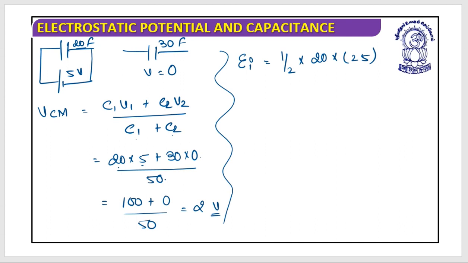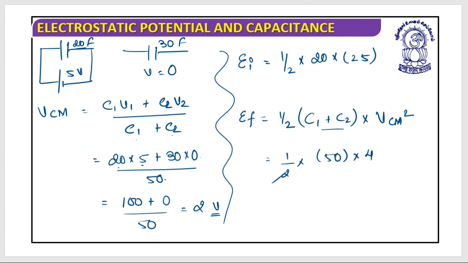For the final energy, you need to use half into bracket C1 plus C2 multiplied by VCM square. Yes, because these two are connected in parallel, and if these two are connected in parallel, their equivalent capacitance would be equal to C1 plus C2. So it's 1 by 2 multiplied by C1 plus C2, which is 20 plus 30, so it's 50 multiplied by 4. So this is 100 joule.